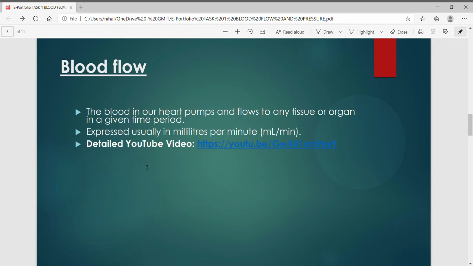Blood flow is basically the blood in our heart pumping and flowing to any tissue or organ in a given time period. Usually it is expressed in millimeters per minute.